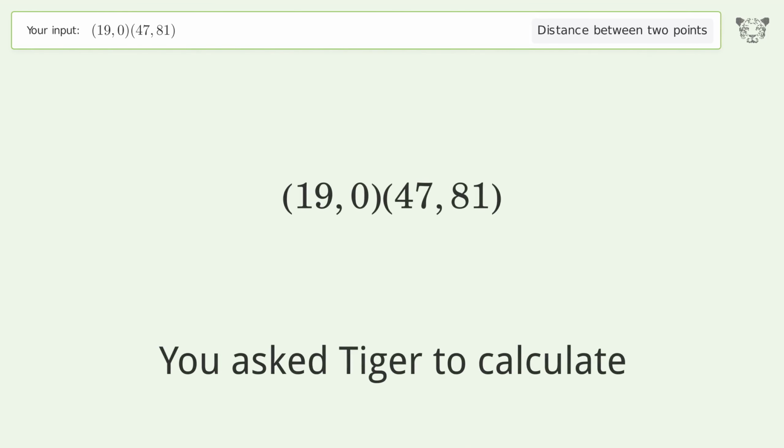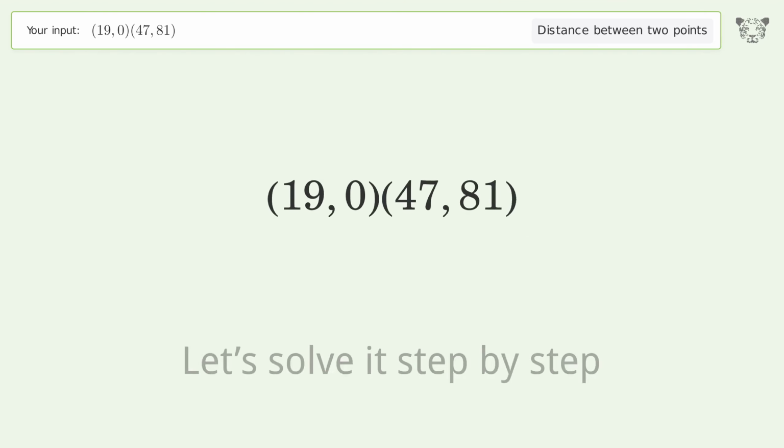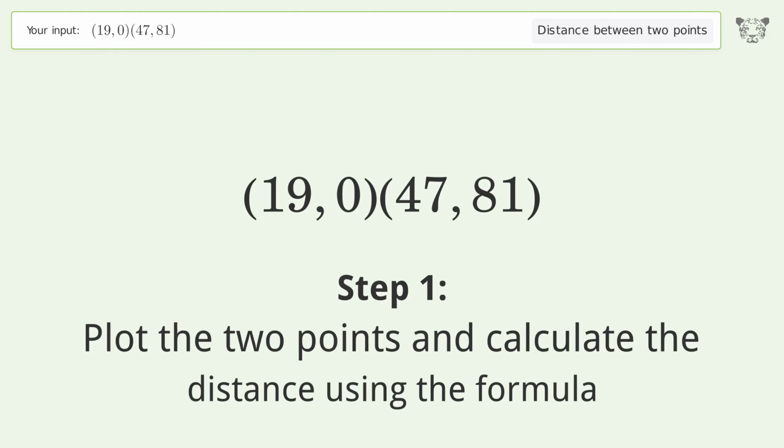You ask Tiger to calculate. This deals with the distance between 2 points. The distance between the 2 points is the square root of 7,345 or 85.703. Let's solve it step by step. Plot the 2 points and calculate the distance using the formula.